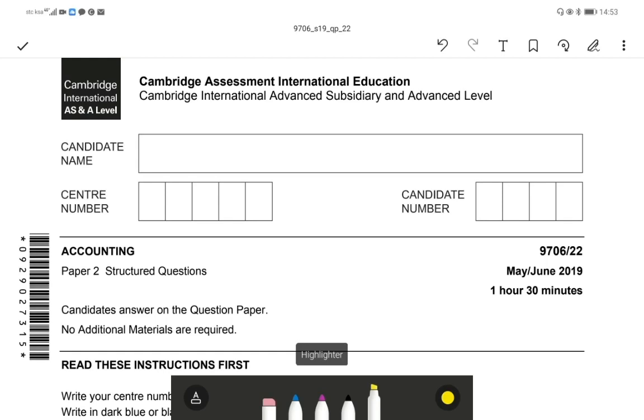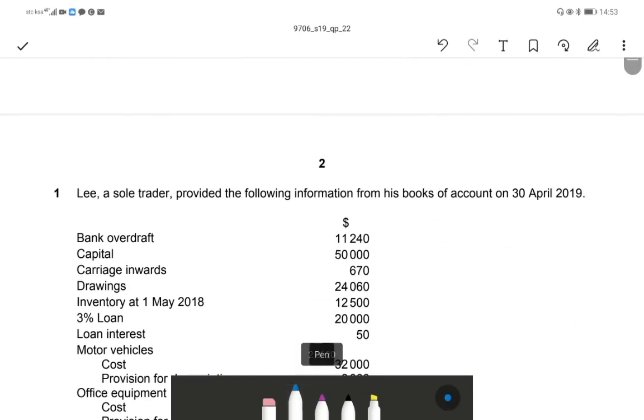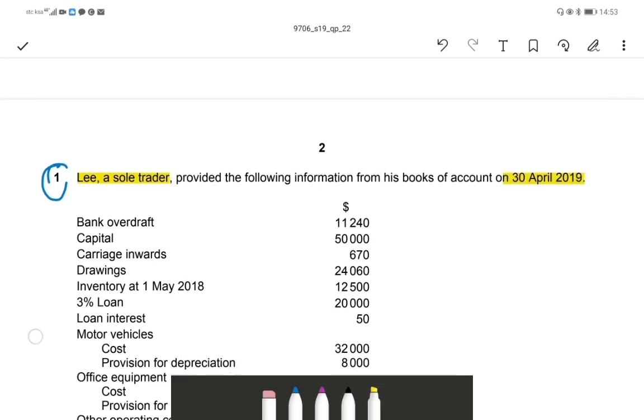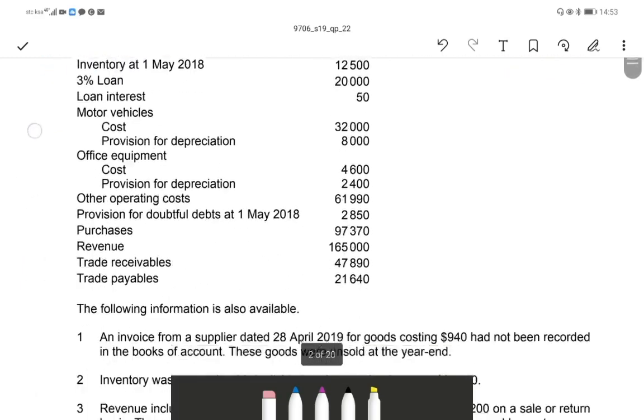In today's class, we are going to solve A-level accounting paper 22 May-June 2019. Question number 1. Lee, a sole trader, provided the following information on 30th April 2019. They are given the information with some adjustments.